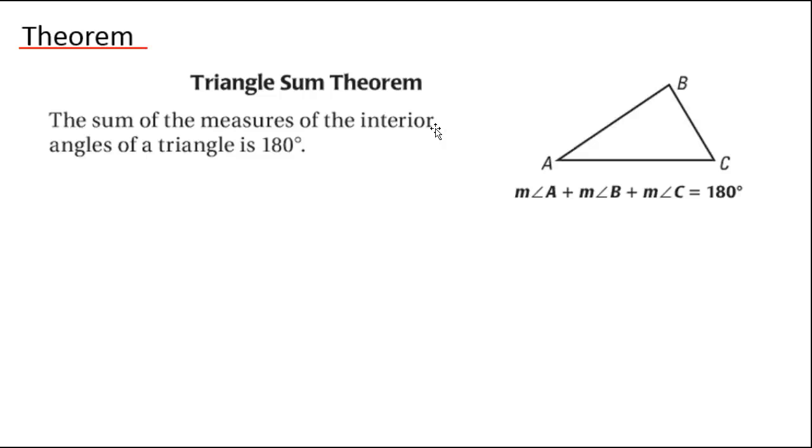Well, this became such a big notion that it actually got its own theorem. It's called the triangle sum theorem. The sum of the measures of the interior angles of a triangle, any kind of triangle, is 180 degrees. So if I were to play around with this picture, that means this angle A plus this angle B plus this angle C is going to equal 180 degrees.